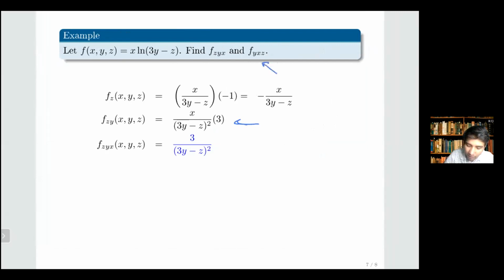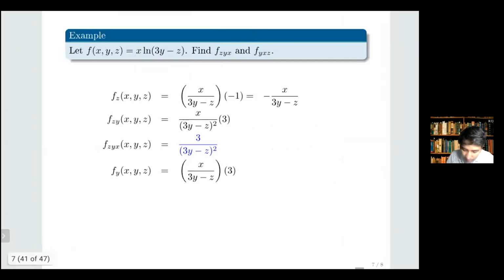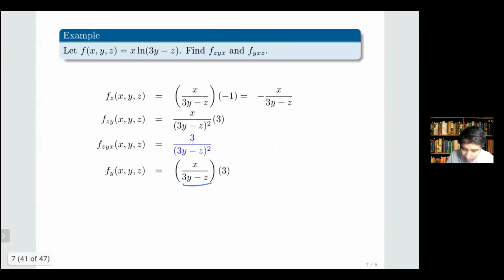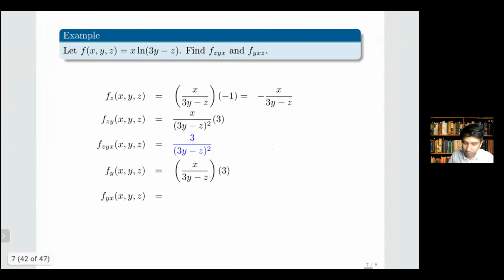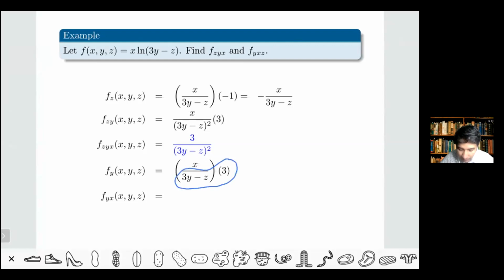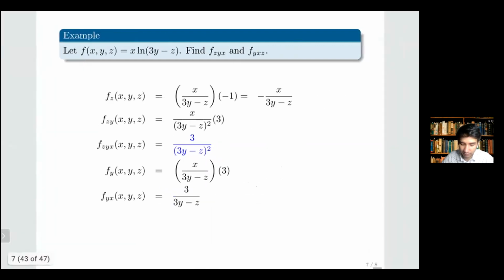So, sa second one, unahin muna natin daw i-differentiate yung f with respect to y. So, pag ginawa mo yan, lalabas ay x over 3y minus z times 3. Kasi yung 3 ay derivative ng inside function with respect to y. Okay. Tapos, differentiate yan with respect to x. So, pag differentiate mo yan with respect to x, again, this is a constant times x. So, ang derivative ay 3 over 3y minus z.